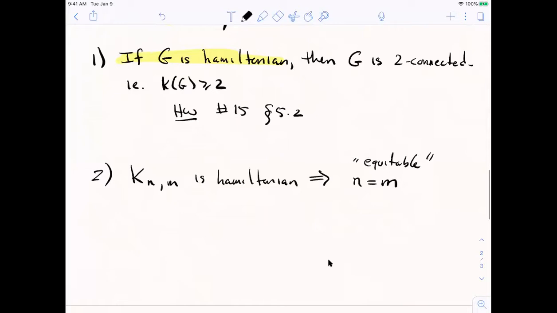So here's the proof, or a proof, just a sketch of it. So first of all, subgraphs of bipartite graphs are bipartite.